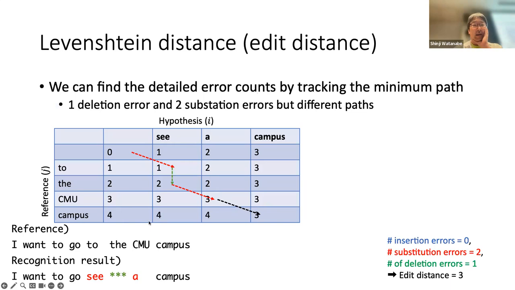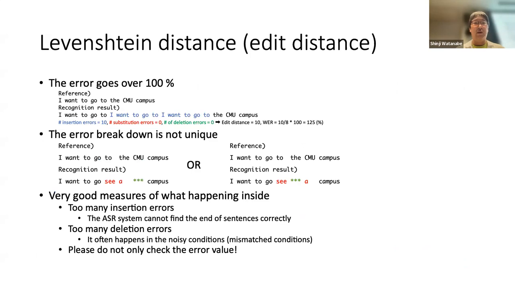Or the other case also happens. We can still have this kind of error. In this case, the first part is the substitution error, the second part is the deletion error, and the third part is the substitution error. So actually, this error pattern is not unique. This is also not. So I just want to recap this computation.